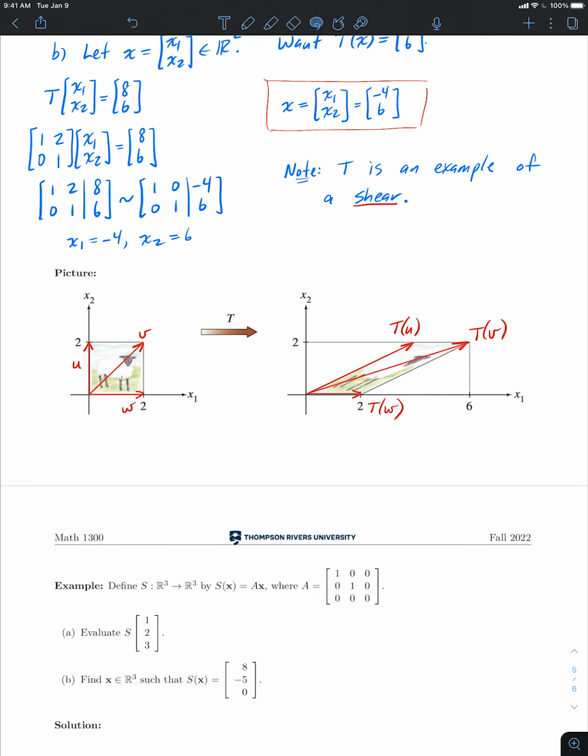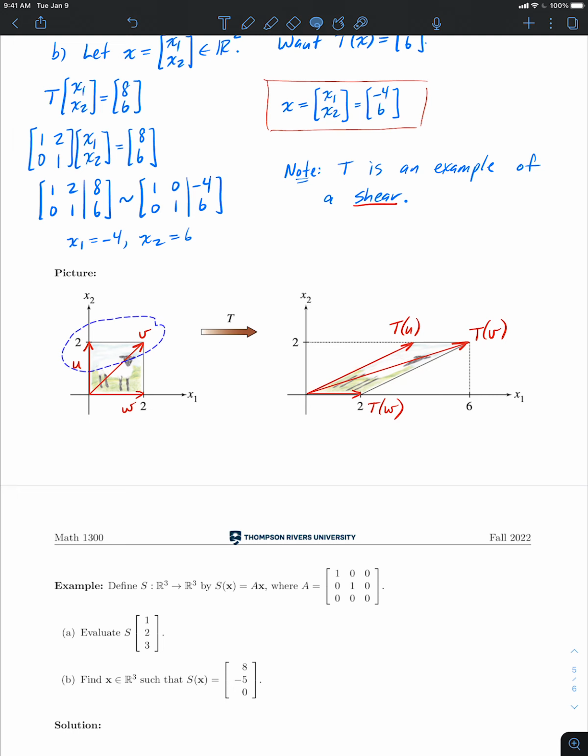Now, what is it about shears? How do they work? Well, if it's being sheared in the x1 direction, what that means is the vectors are being pulled in that direction by an amount that's proportional to how far away they are from the x1 axis. So notice that the distance between w and the x1 axis is 0, because it points to a point that is directly on the x1 axis. So there's no distance between w and the x1 axis. Because of that, it didn't get moved at all. It's the same vector after you transform it by T.